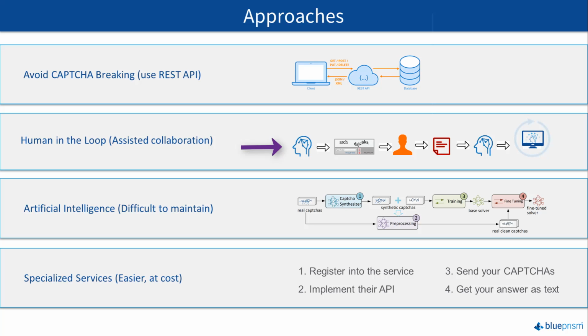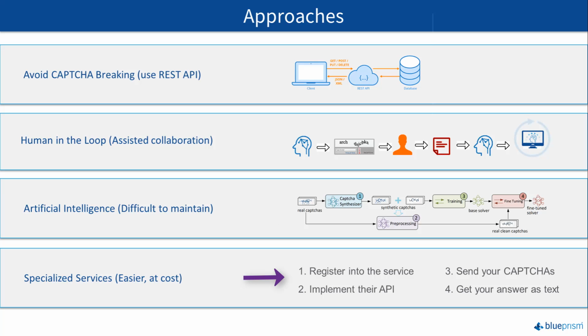The third option is to use artificial intelligence frameworks. While you may be tempted to implement your own machine learning or OCR engine, it is a very cumbersome task to train and fine-tune models for a task that is always evolving, like we discussed earlier in this presentation.